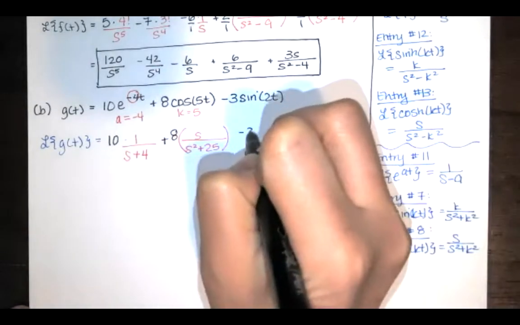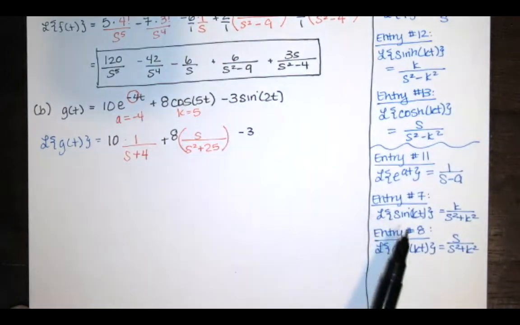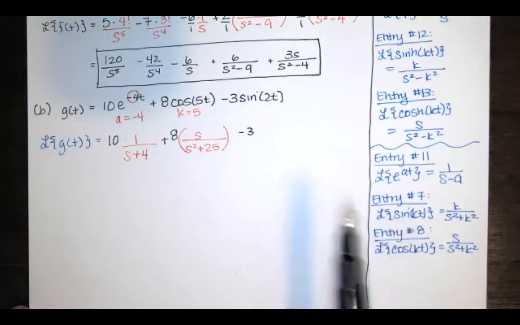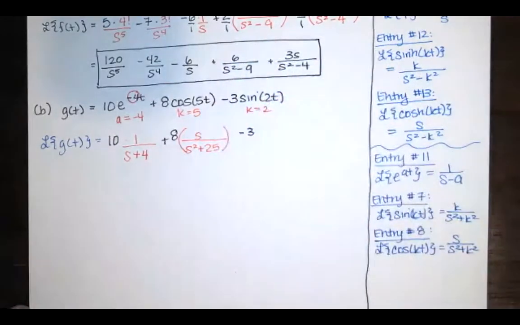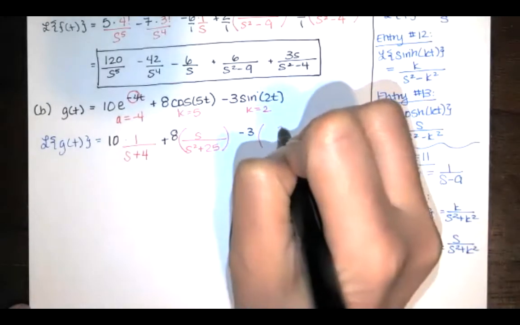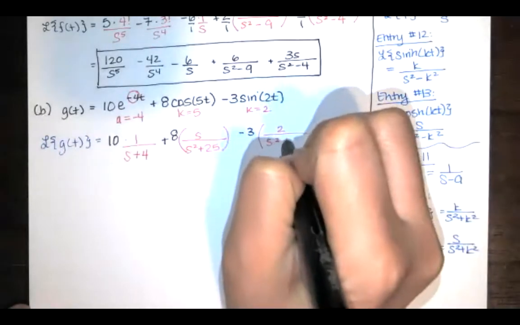Over here, we'll bring the negative 3 down. Pattern matching again. This is sine of 2t. And we've got a rule for sine of kt. So we identify k. k is the number multiplying t. In this case, that's 2. So we will have k, according to this rule, which is 2, over s squared plus k squared.